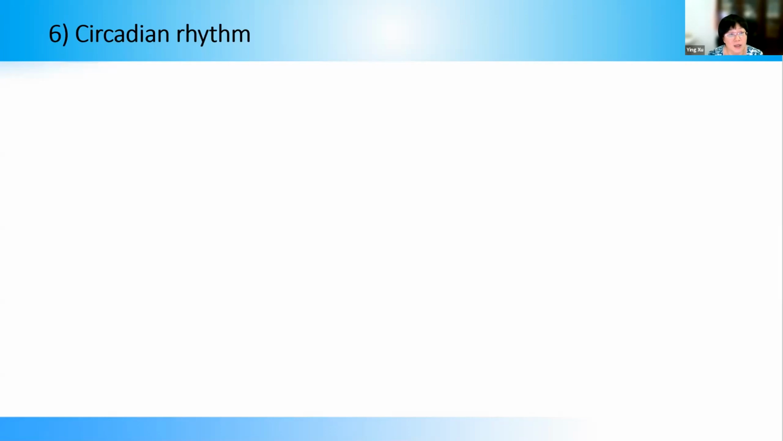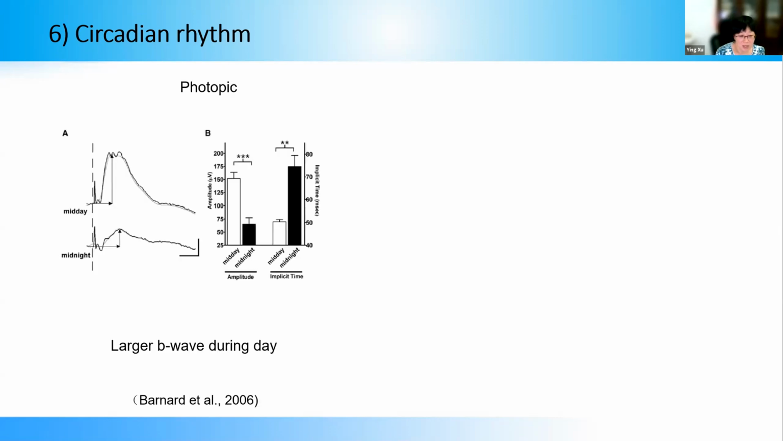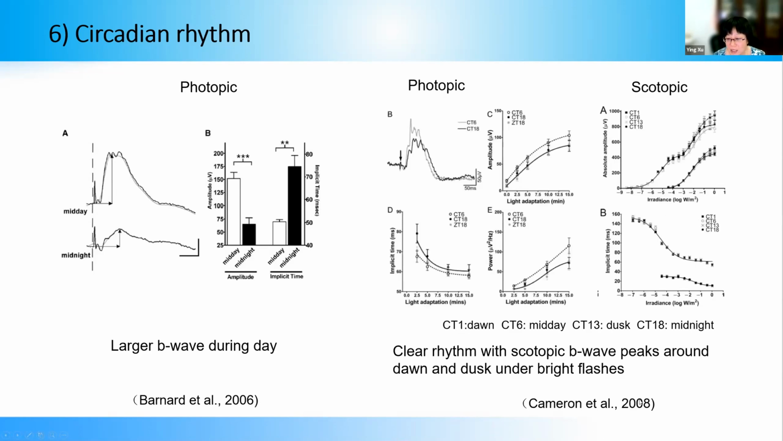And the last but not least one is the circadian rhythm. As we know, the mouse is active during the night and sleeps during the daytime. So you may expect that the retinal response may also have different activity at night than in the day. In one study in 2006, they found that the photopic response, which is mediated by cones, is larger during the daytime, at midday, than at midnight. This was also further reported by another later experiment in 2008.